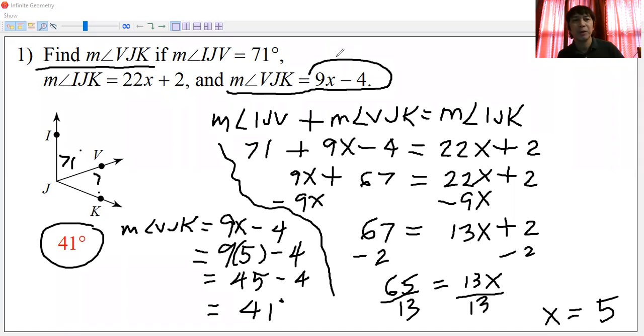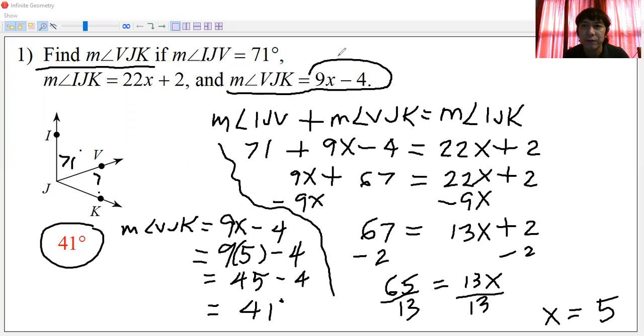I hope you were able to follow the step-by-step method. You set up the equation and solve for the variable x. Once you have the variable x value, it becomes a constant value, constant answer, constant number. Now use that number in the expression, the required formula, to solve for the unknown measurement. Okay, so that will be for our first number. We shall do the next.